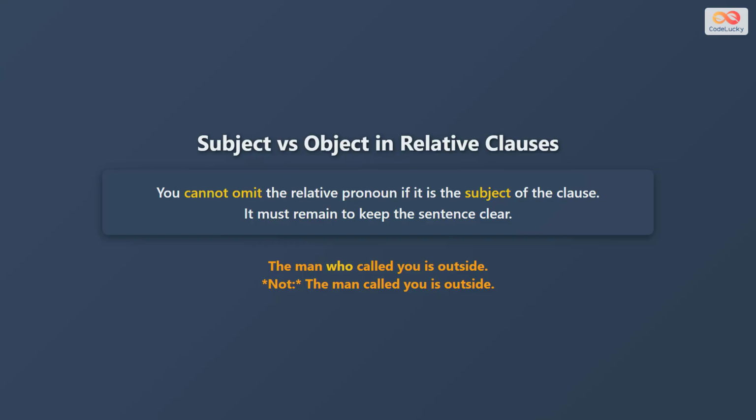You cannot omit the relative pronoun if it is the subject of the clause. For example, "The man who called you is outside." Here, who is the subject and must stay. Omitting it would make the sentence unclear or wrong.